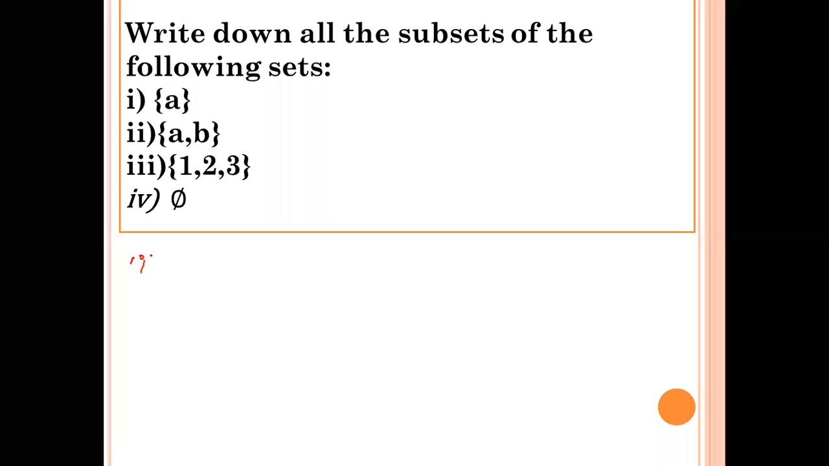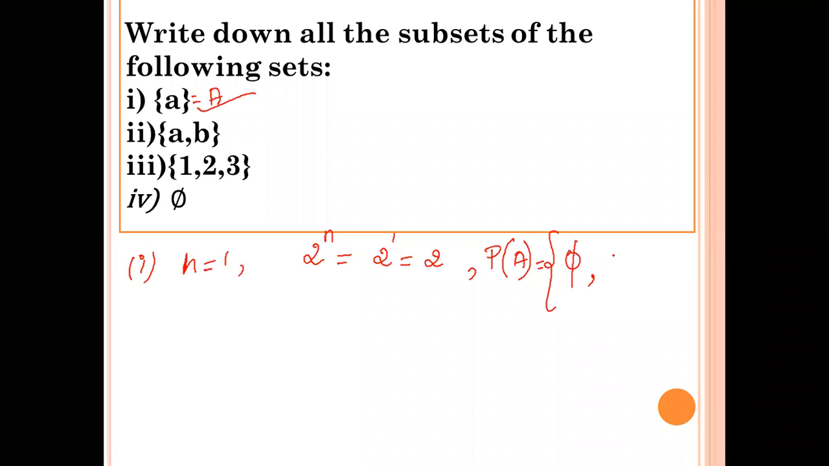If you take the first one, the number of elements in A in this set is 1, so n is equal to 1. So the number of subsets possible is 2 power n, which is 2 to the power 1, is 2. Which are those two subsets? If you name this set as A, the power set of A has two subsets: the null set and set A.